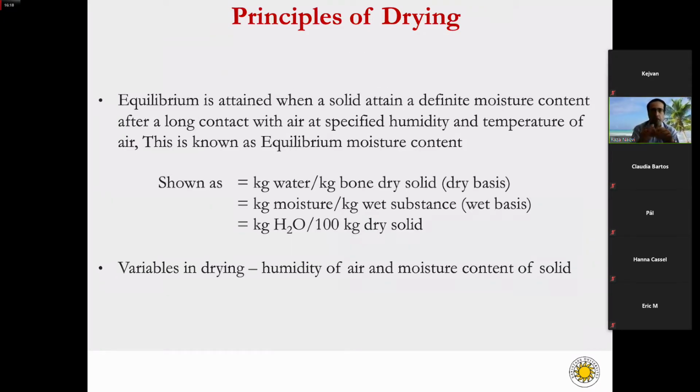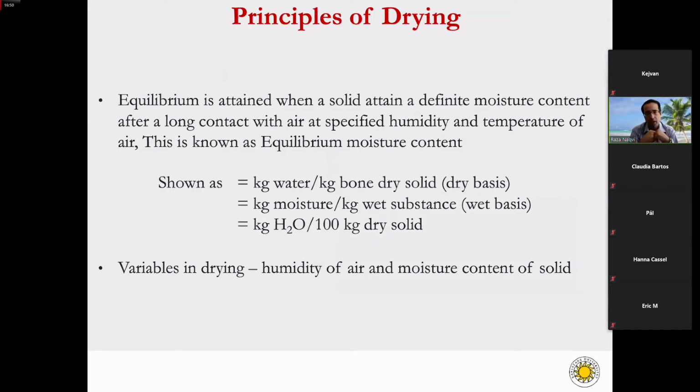And at that point, when the equilibrium is attained, we call that moisture the equilibrium moisture content. And we can show it in terms of kilogram of water per kilogram bone dry solid. This is in terms of the dry basis. We can also express it in terms of kilogram of moisture per kilogram of wet substance. This is in terms of the wet basis, or kilogram of water per, let's say, 10 kilograms or 100 kilograms of dry solid. So we can denote the equilibrium moisture content in many different ways.